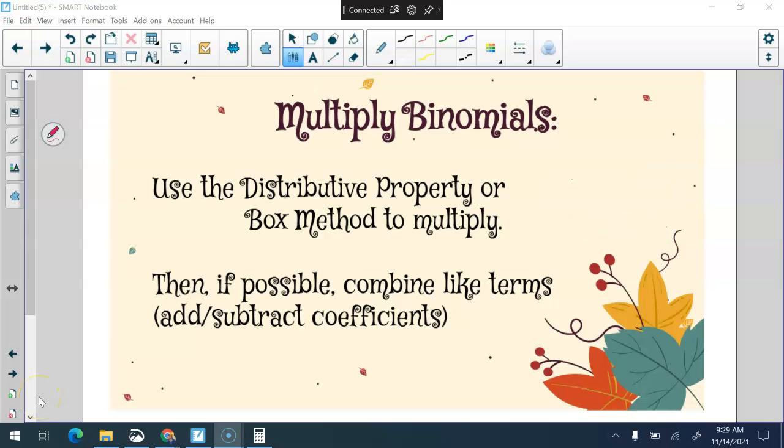In order to multiply binomials, we're going to use the distributive property, or you can also use the box method to multiply. And to do that, we are going to multiply the coefficients and add exponents. And then after multiplying, we're going to combine like terms where we add and subtract the coefficients.